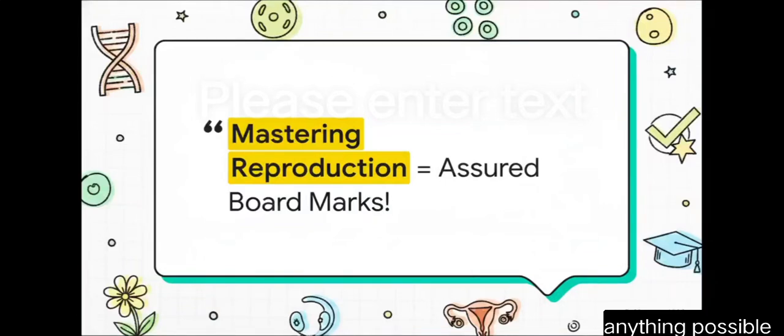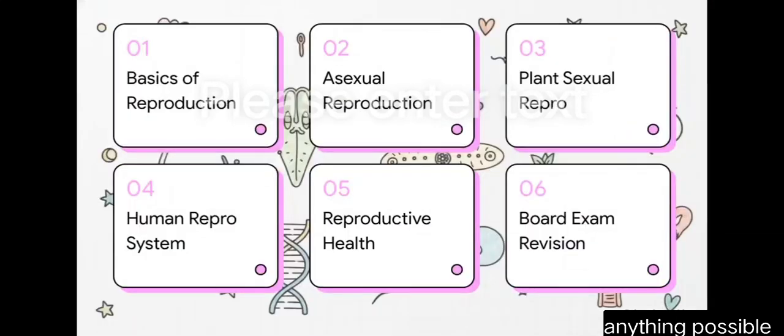Mastering reproduction equals assured board marks. And it's so true. This chapter carries massive weight in your board exams. Seriously, by the end of this session, we're going to lock in those marks, and honestly, you won't even need to reread the textbook. We've got it all right here. Okay, here is our roadmap for today. We've got 6 parts. First, the basics of reproduction, then asexual reproduction types, plant sexual reproduction, the human reproductive system, reproductive health and contraceptives, and finally, our ultimate board exam revision.